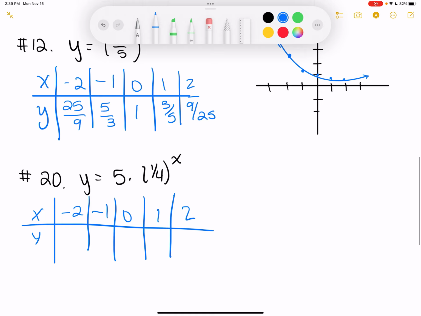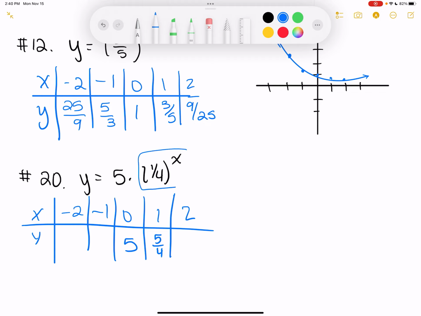At 0, 1 times 5, it's 5. At 1, 5/4. Okay, 5/4. At 2, 25 over 16.